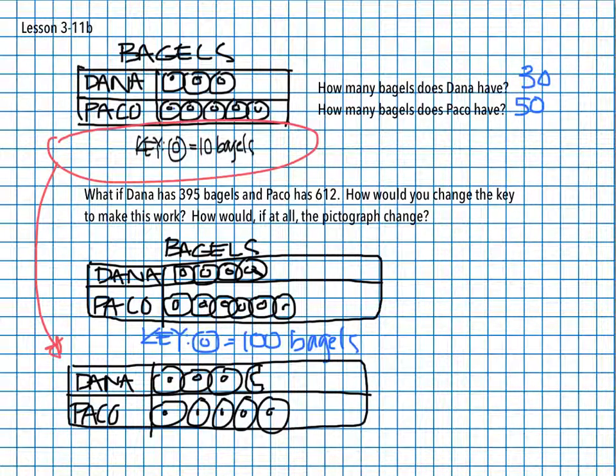So why don't you think? Our key is 1 drawn bagel is equal to 10 bagels. How many do Dana and Paco have? Now I'll pause and give you time to solve.